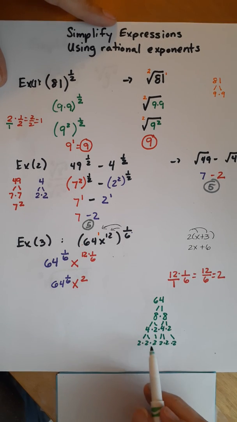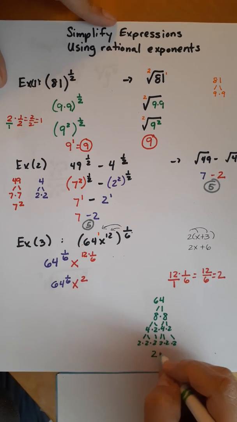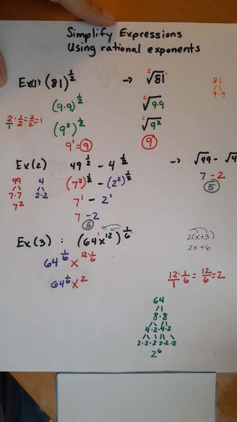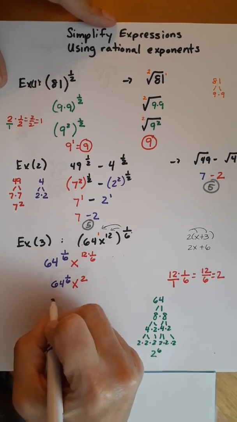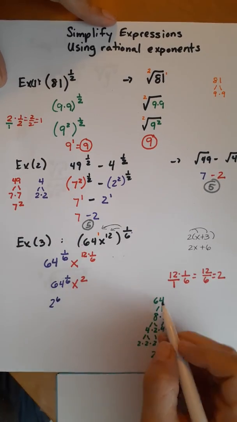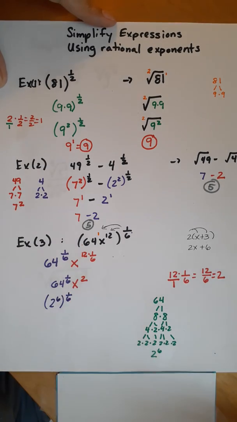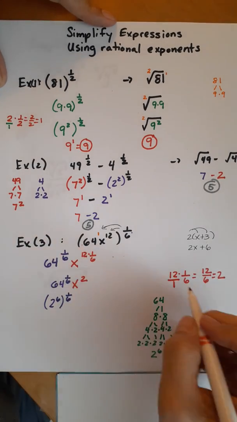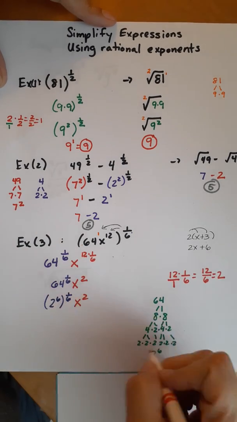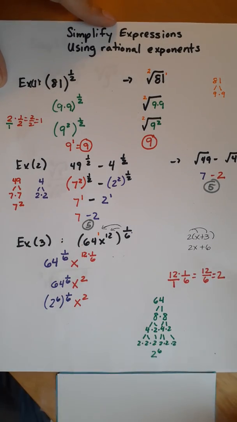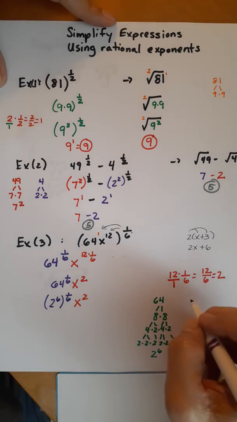Oh man, let me see. How many numbers do I have? 1, 2, 3, 4, 5, 6. Oh, 2 to the 6. Look at that. So now I write 2 to the 6, which is the same thing as 64, to the 1/6 power, and my x squared stays because we were able to figure that one out without having to use a factor tree. Okay, now what's 6 times 1 over 6?